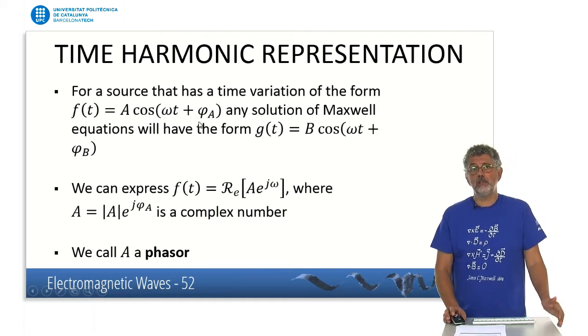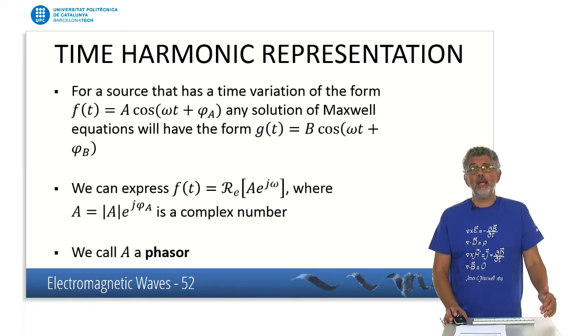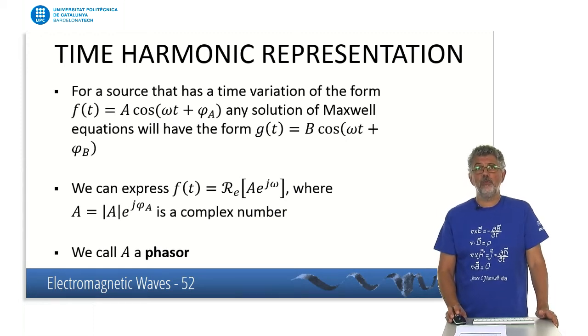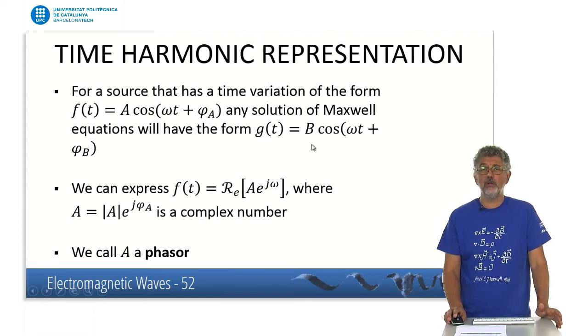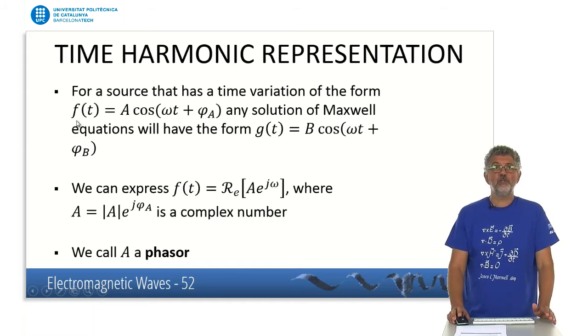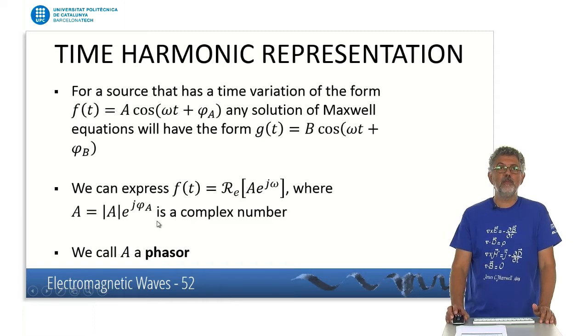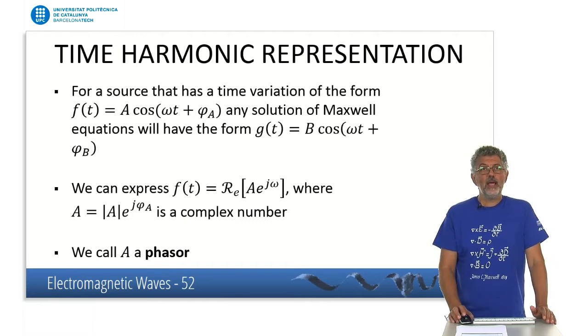Now, it is easy to show that for this excitation, any solution of Maxwell equations has this form. It will always be a harmonic function, with the same frequency, only with a change in amplitude and phase. We can express this function f as the real part of A times e to the j omega t, where A is a complex number that has a certain magnitude and phase. We will call it a phasor.